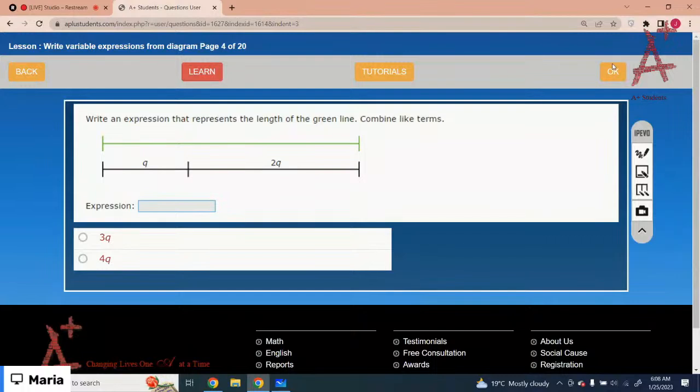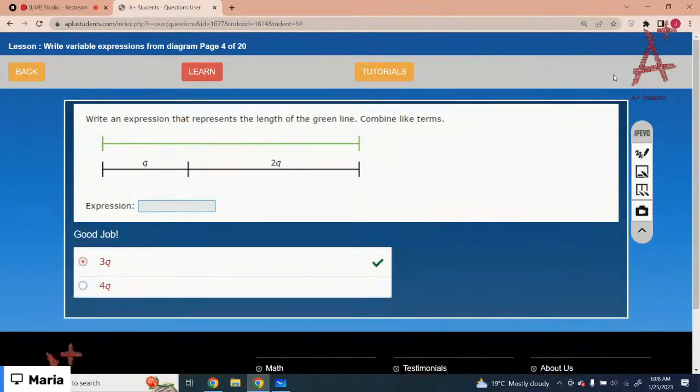Yes, that would be 3q. They are the like terms, so you have to add, and that equals 3q. Very good. Just select the correct option and click on the OK button.